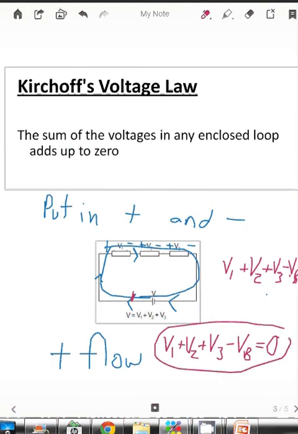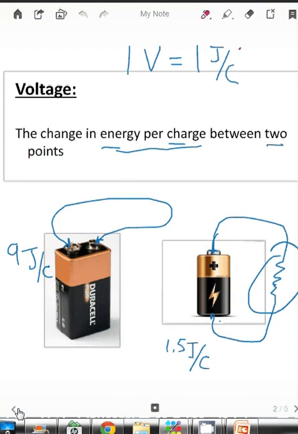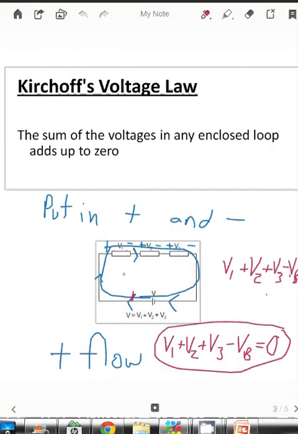Now, we said that voltage is the change in energy per charge between 2 points. So that's good. Let's go back and see if that makes sense for what we're saying here. Let's say that this battery was a 9-volt battery. So between one end of the battery and the other end, there is 9 joules of energy lost per coulomb. So between here and there, in this trip that they take around that I have in blue, the charges lose 9 joules of energy.